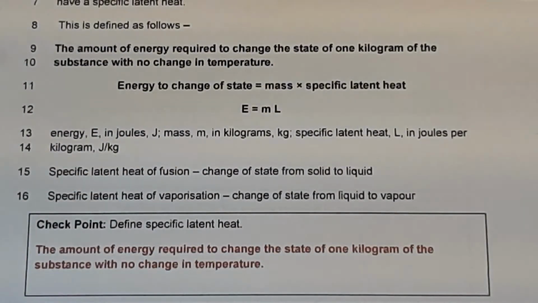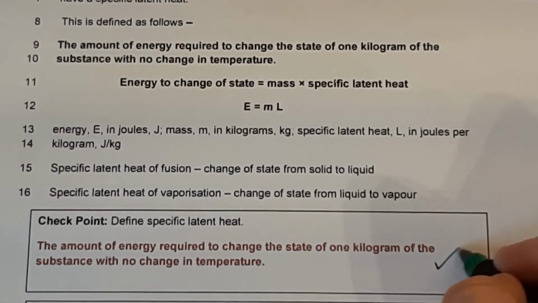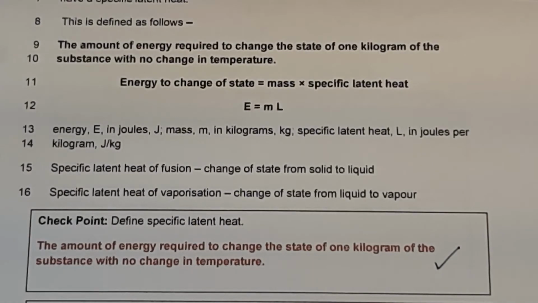Okay, so let's go through those. Checkpoint question 1, define specific latent heat. So it's the amount of energy required to change the state of 1 kilogram of the substance with no change in temperature. You need to be saying that pretty much exactly to get the mark, because that's what we've learnt.